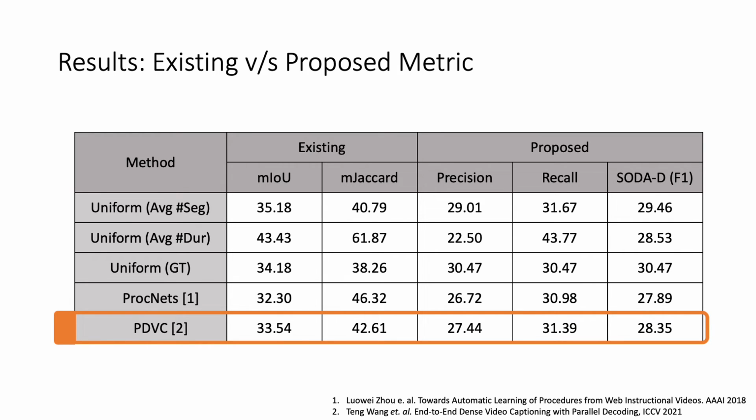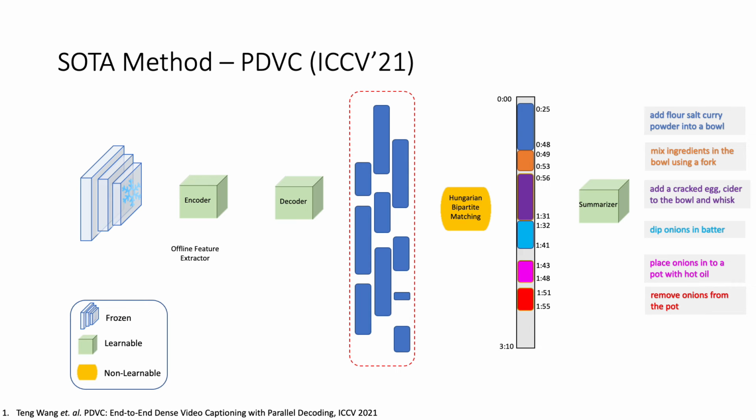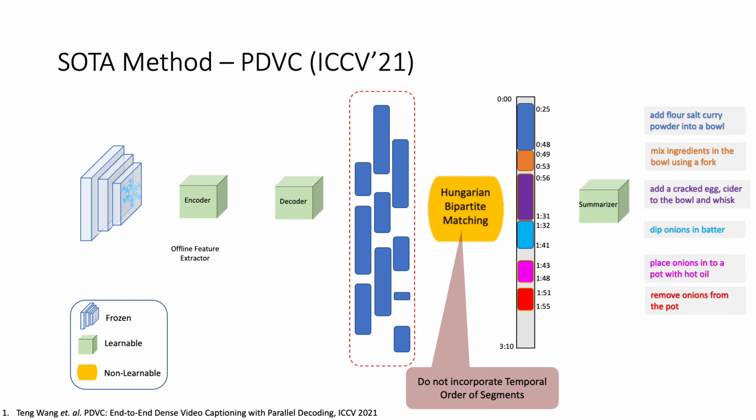This table shows that the mean IOU overestimates the method's performance. We also found that the recent techniques developed for PSS perform worse or the same as the uniform baseline on the proposed evaluation metric. To further investigate the low SODA-D score, we look at the modules used in the recent state-of-the-art method, that is PDVC. The Hungarian matching module in the pipeline is a potential bottleneck for the lower SODA-D score, as the Hungarian matching algorithm does not consider the temporal order of segments for further processing.